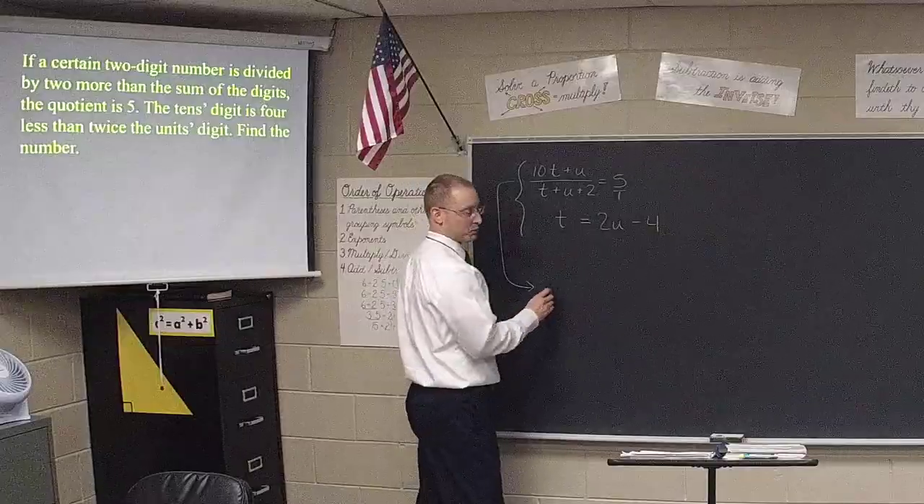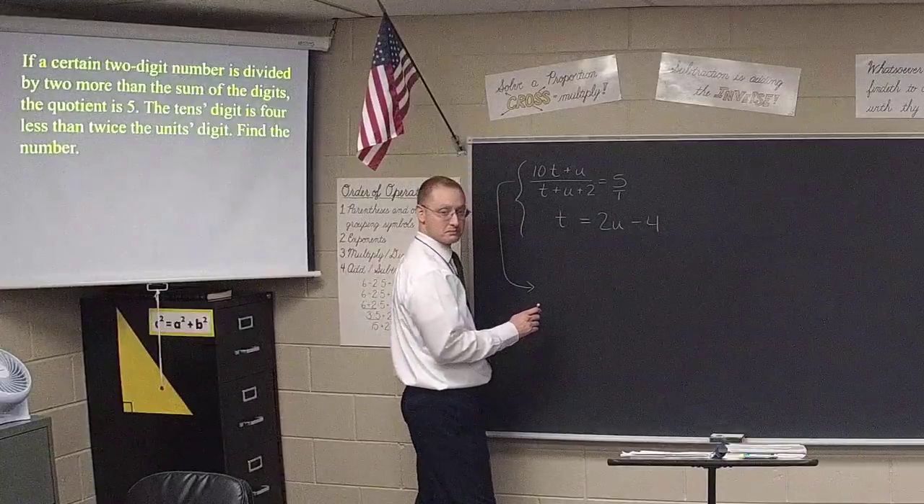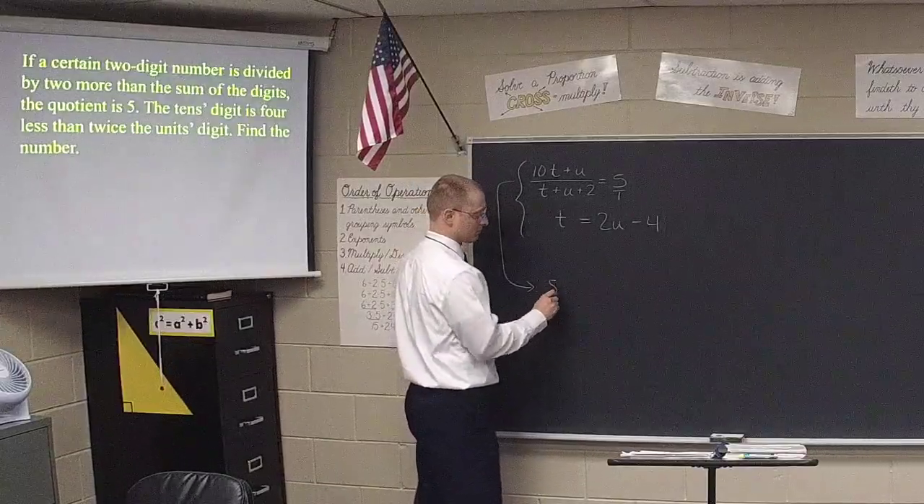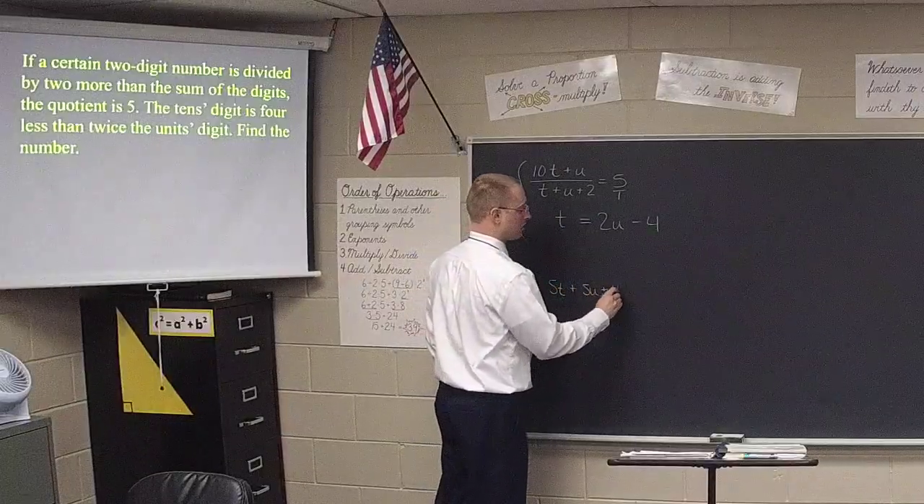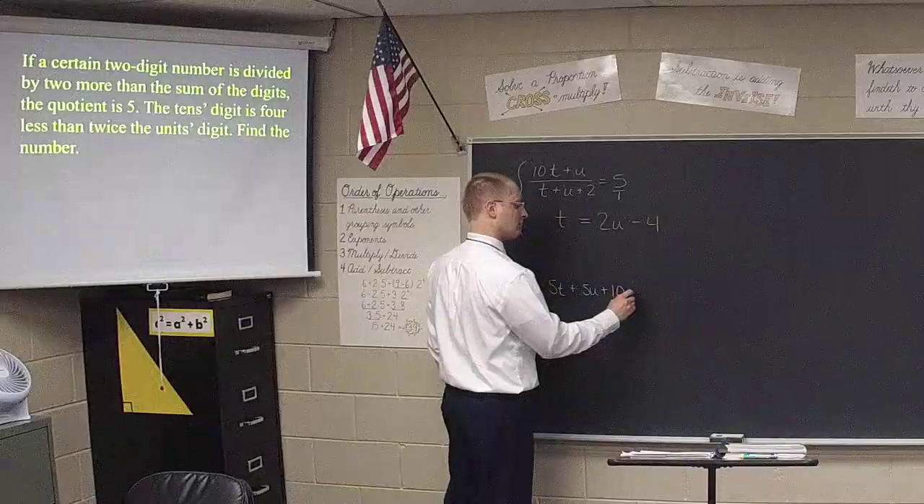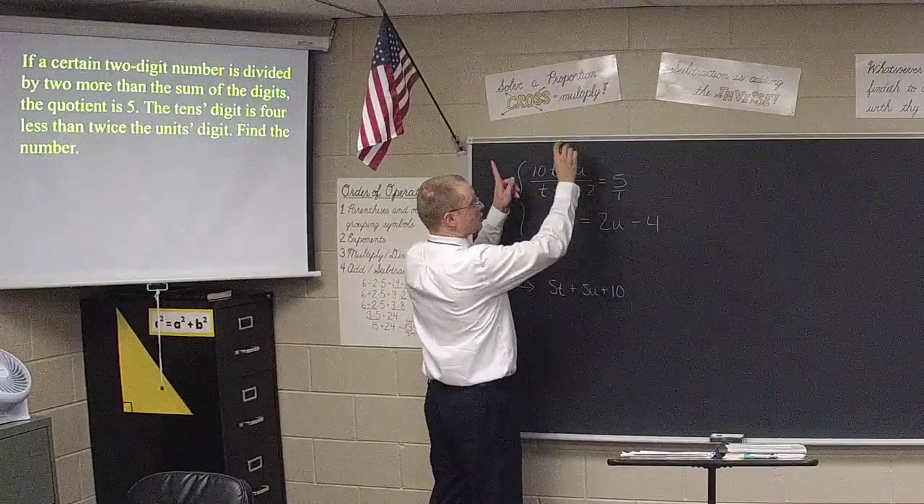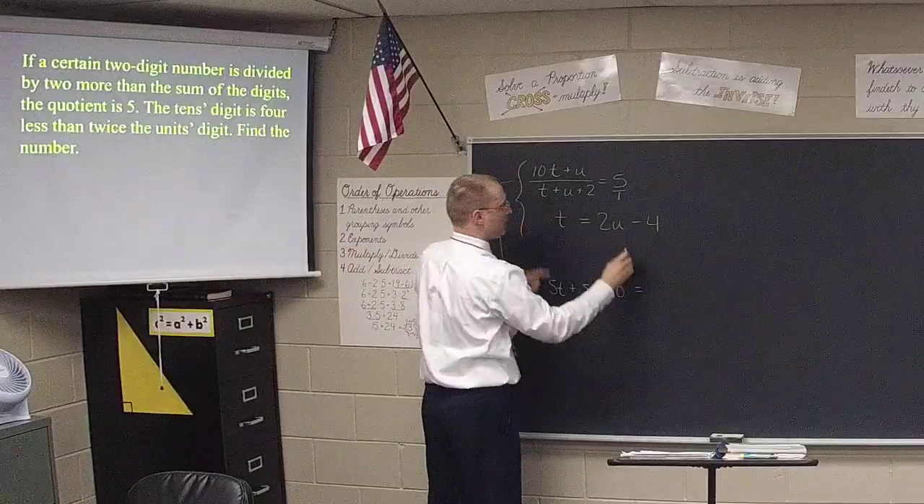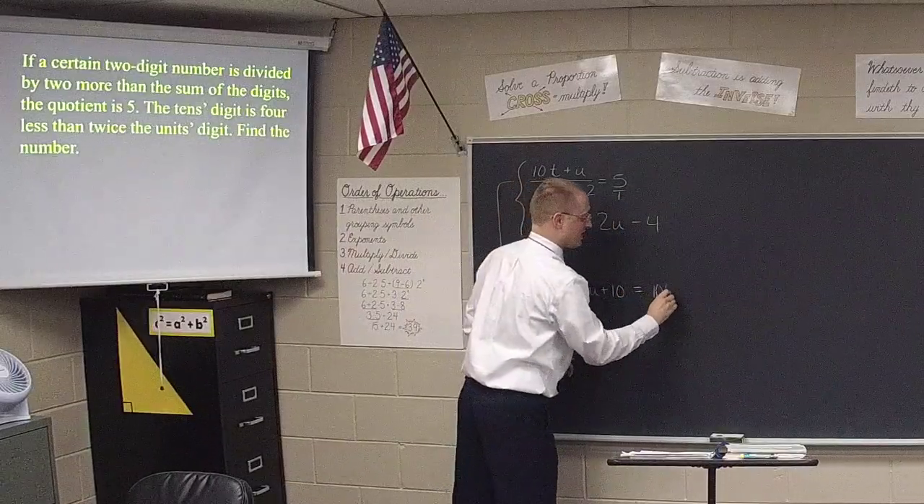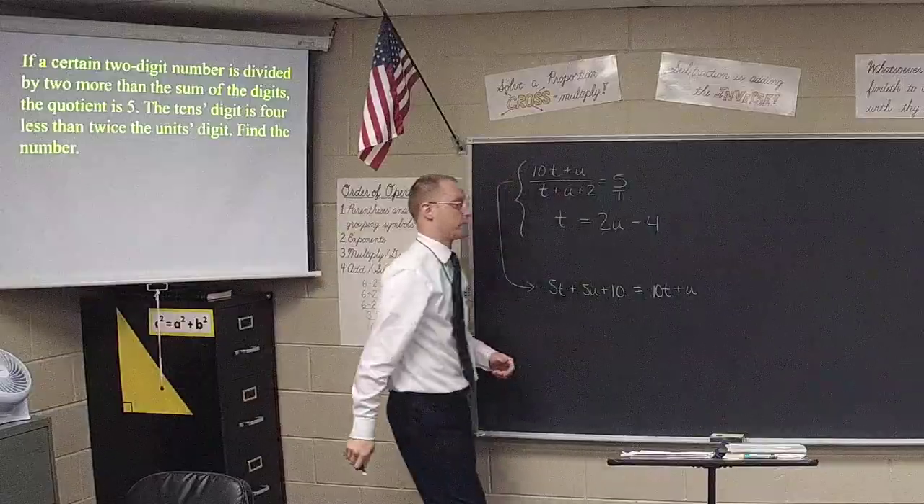What do we get when we cross multiply? 5t plus 5 plus 10. All right, remember, when you cross multiply, the product of the means, which is correct, equals the product of the extremes. So equals 10t plus u. So a little review there on cross multiplication.